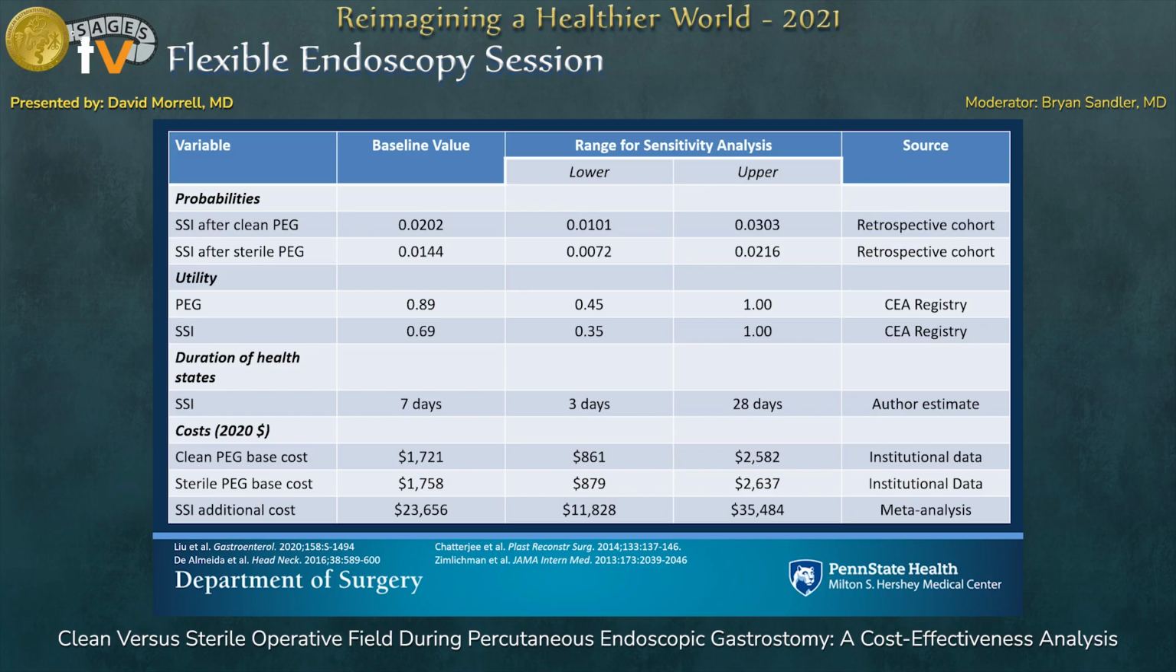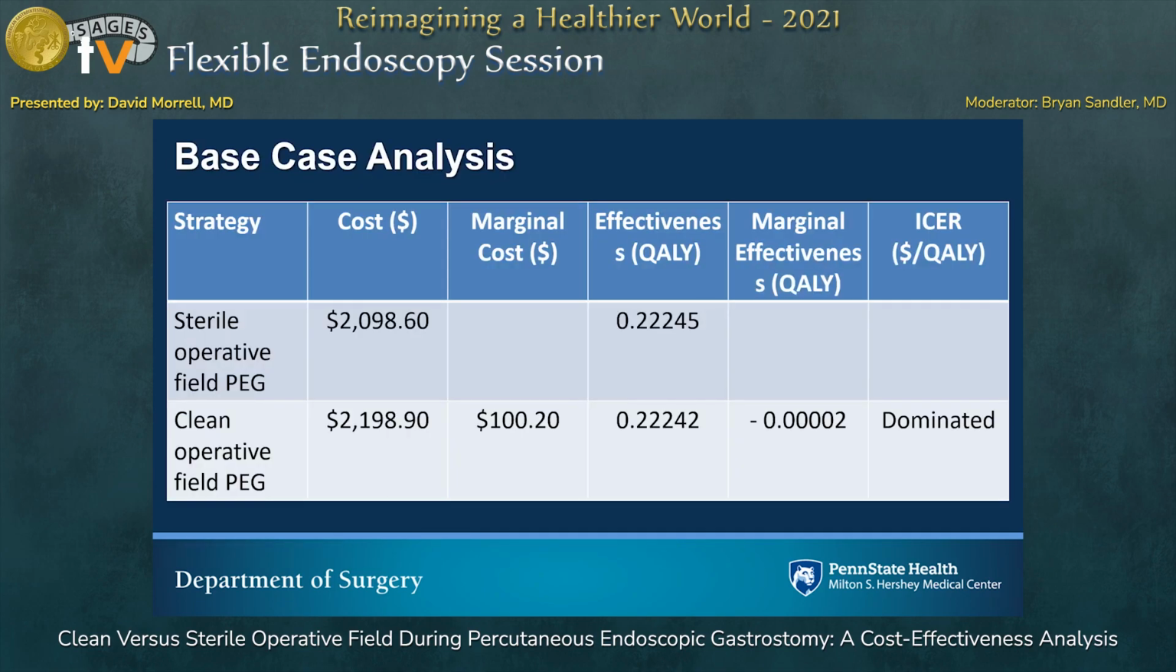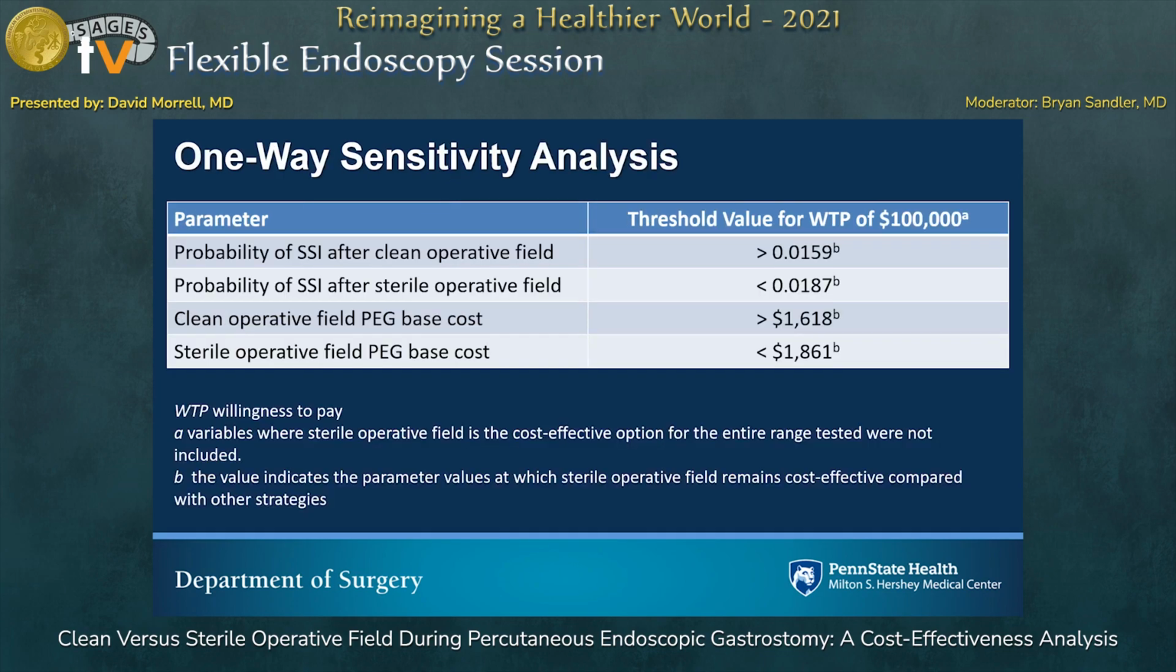In our base case analysis, we found that clean operative field PEGs were both more costly, by a marginal cost of $100, and less effective. Now I have to note with the QALYs listed here, given that our model horizon was 90 days, a patient in a perfect state of health during that period would have had a QALY of about 0.25. So as you can see, the clean PEG was both more costly and less effective and was dominated in our study. We then performed one-way sensitivity analysis on all our model parameters.